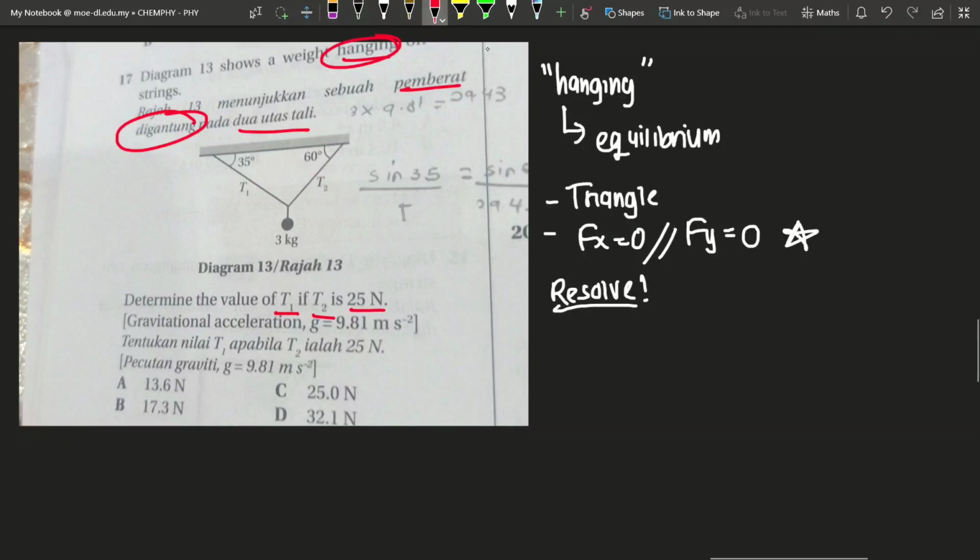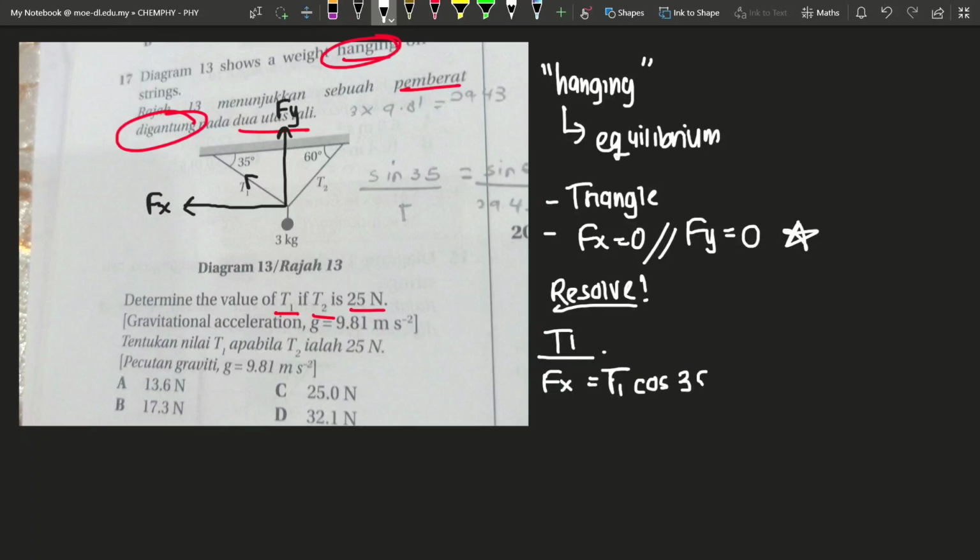So for T1, the direction is here. So you know to resolve T1 will be like this. This is Fx, this is Fy. So for T1, Fx will be equal to F cos theta. F is your T1. Cos theta is 35 degree because your theta will be here. For Fy of T1, it will be F sin theta, T1 sin 35.